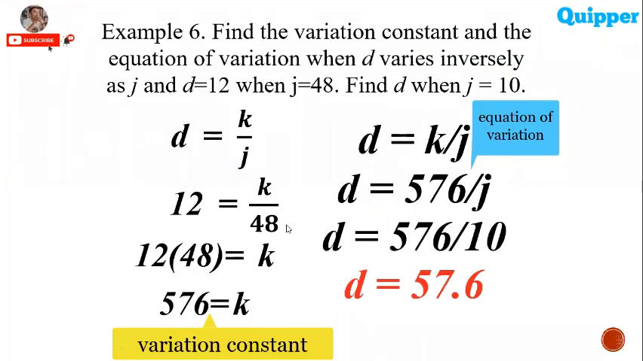Next example. Find the variation constant and the equation of variation when d varies inversely as j and d is equal to 12 when j is 48. Then find d when j is equal to 10. The same process with the previous example.